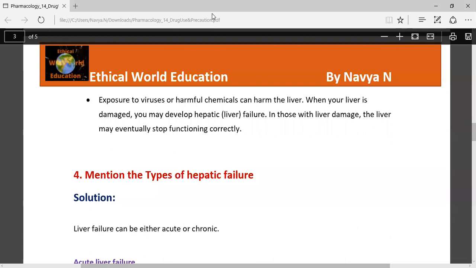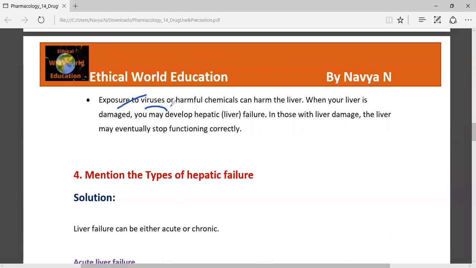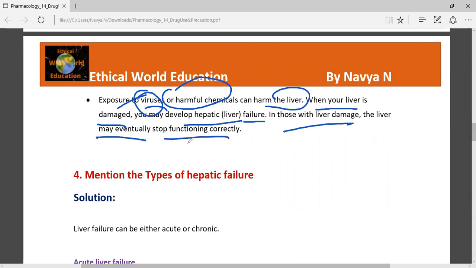It is exposed to viruses or harmful chemicals that may be very harmful for the liver. When the liver is damaged, the patient develops liver failure, which is called hepatic failure. In those with liver damage, the liver may eventually stop functioning correctly. If it gets damaged, definitely it will stop functioning correctly.